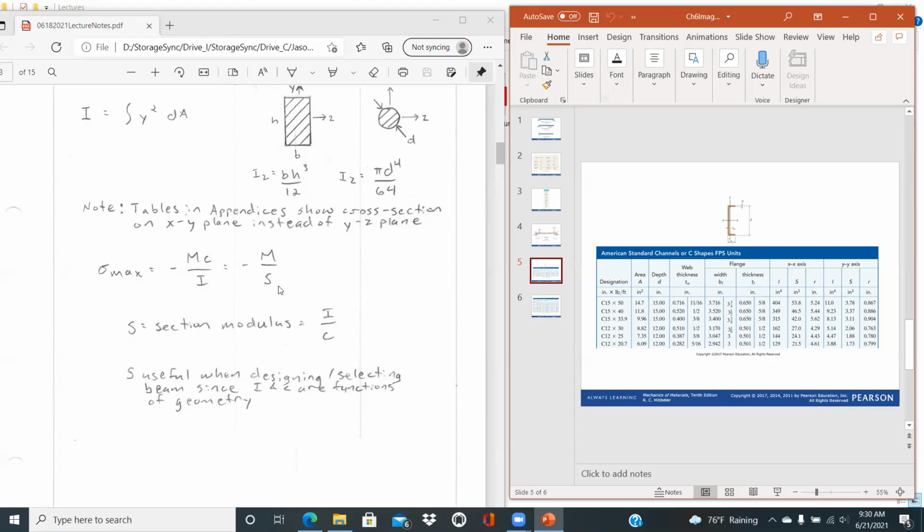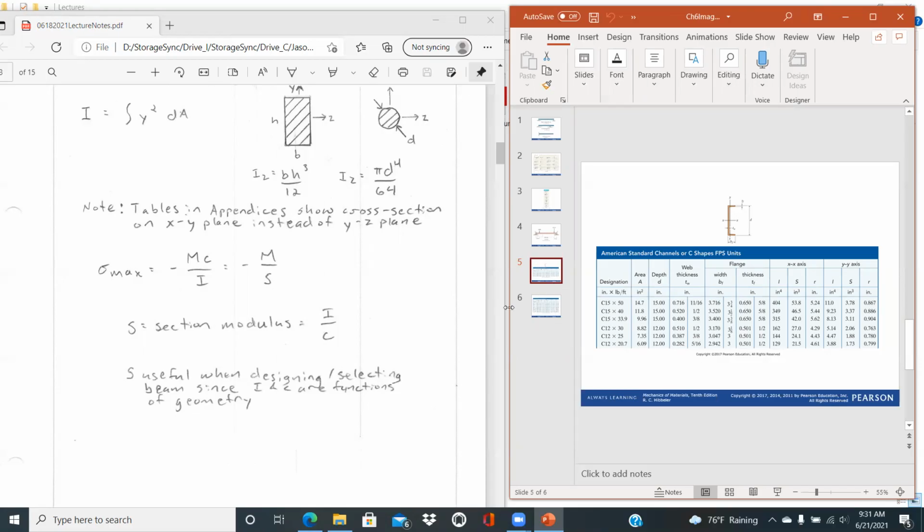And so the section modulus is defined as just that ratio of I over c. And so you end up with your maximum bending stress as minus M over S. And so then that makes it a little bit easier. If you know your bending moment and you know your maximum stress that's allowed, you can solve for a minimum section modulus that's required to support that.